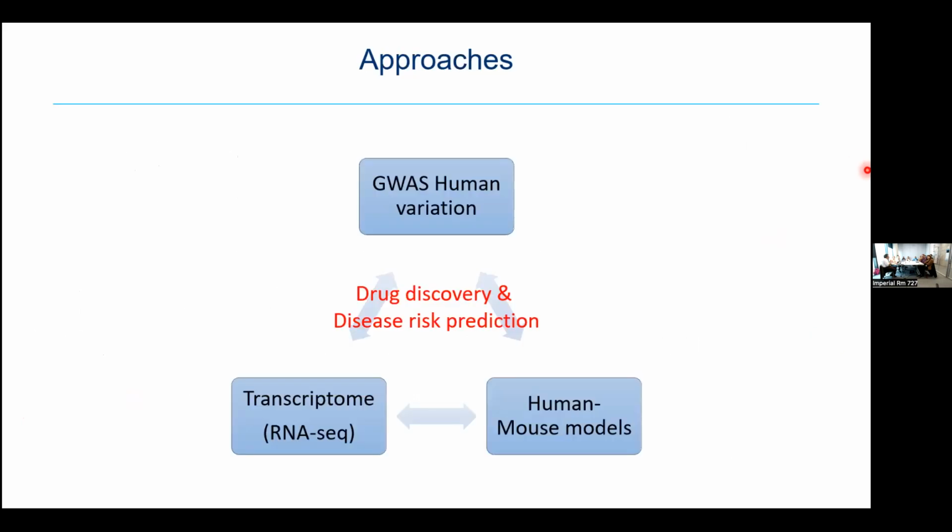So the general approach that we use is to take the human GWAS studies, starting with the Alzheimer's one, but now moving on to the aging GWAS, and basically looking at the sub-threshold variants from the GWAS and then filtering those with transcriptional changes, bulk and single-cell RNA-seq from human and mouse models. And collectively, I believe that will help us to predict disease risk better, but also give us new opportunities for drug discovery.